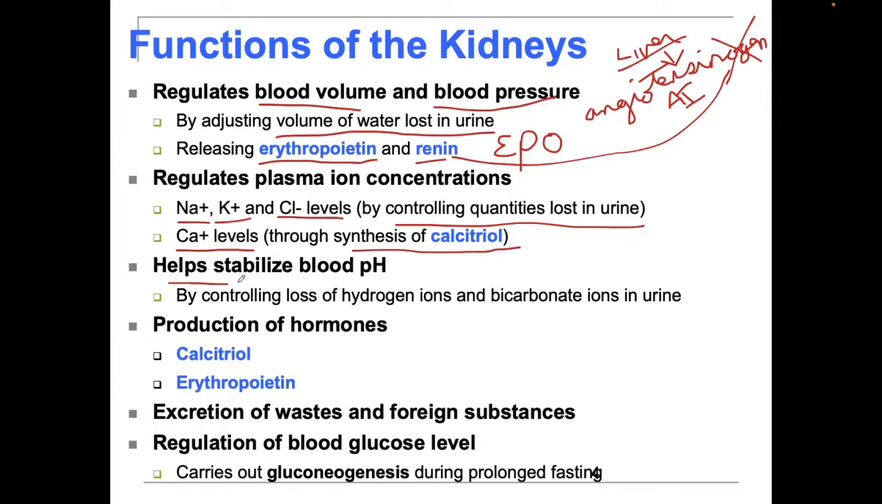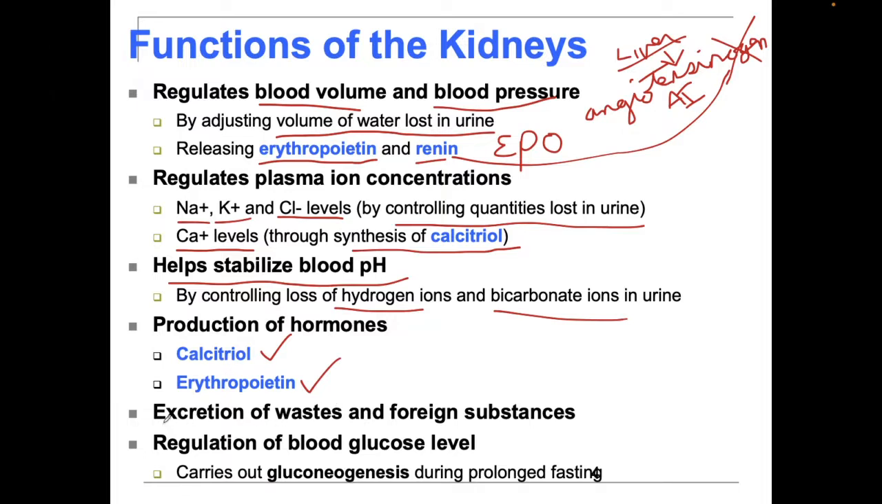The kidneys are involved in regulating blood pH by controlling the loss of hydrogens and bicarbonate ions. The more hydrogen we have, the more acidic, and the more bicarbonate we have, the more alkaline. It's involved in production of vitamin D and EPO, erythropoietin. Vitamin D or calcitriol is a hormone.